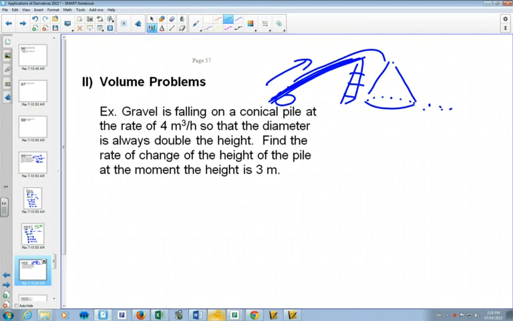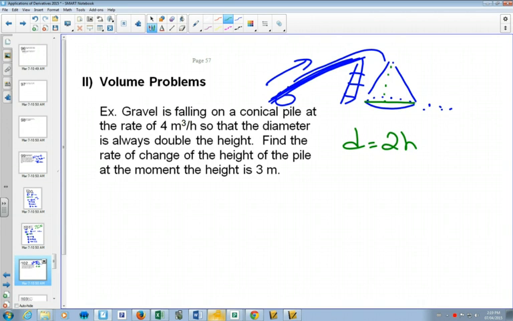Now they're saying right here that our diameter is always double our height. Maybe I didn't draw a perfect diagram. Diameter is always double the height. So we've got a relationship there as part of our conical pile.